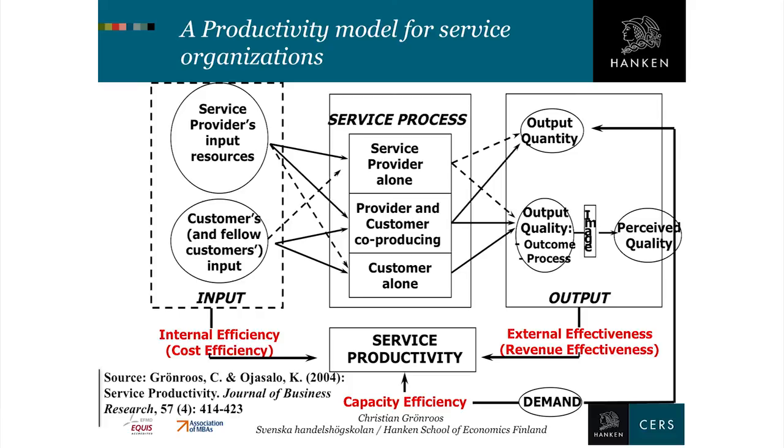Now moving on, we come here to the output. Outputs can be divided into two parts, quantity and quality. Quantity is how much is produced, how much service is produced, meaning how many customers can be catered to at the same time. And quality means, of course, the perceived service quality, the technical quality of the outcome, what the customer gets, and the functional quality of the service process, how the customer perceives the process itself. And all this is filtered through the image of the service provider.